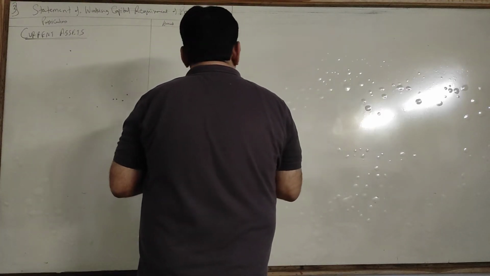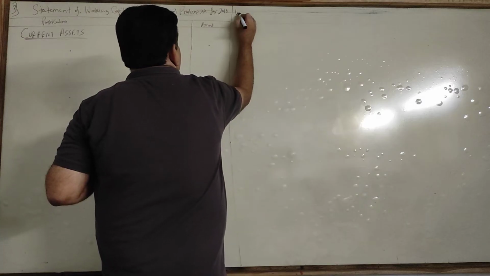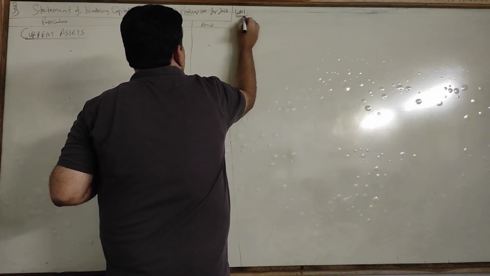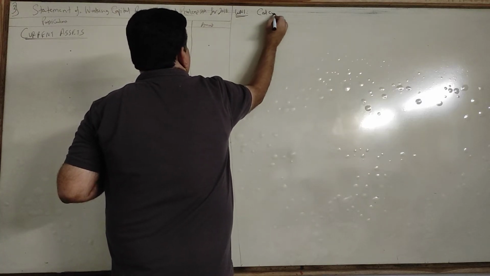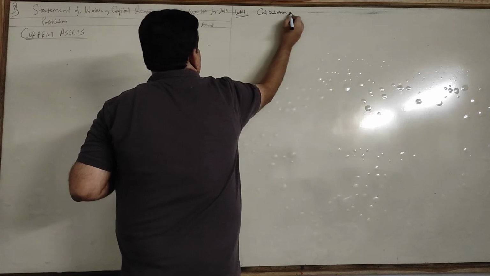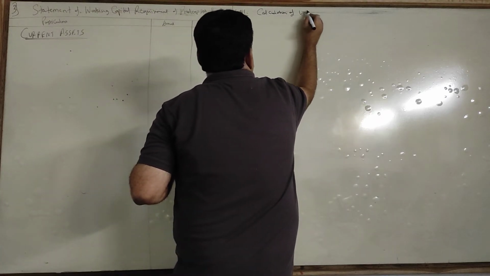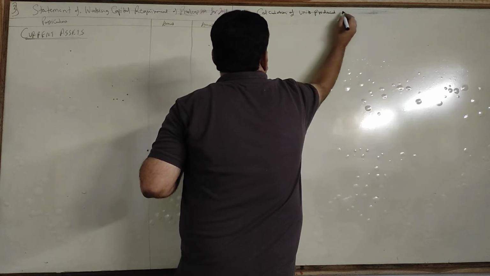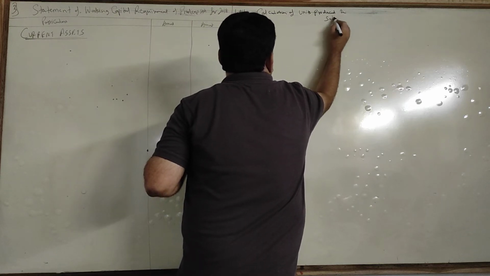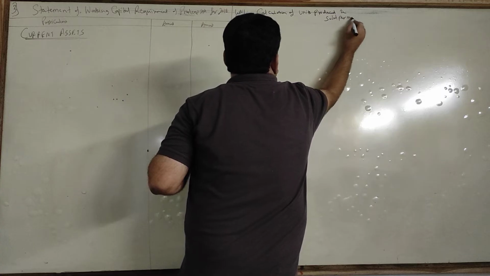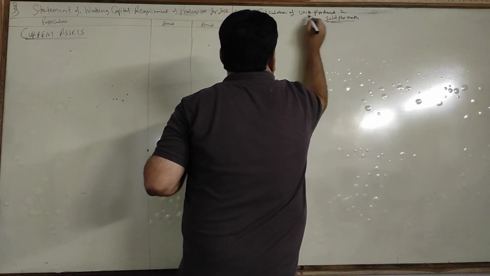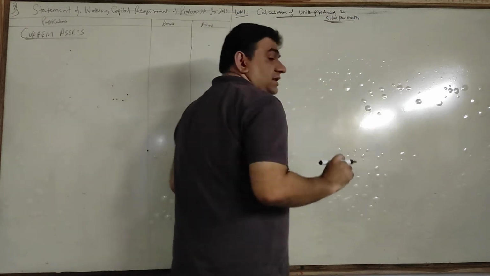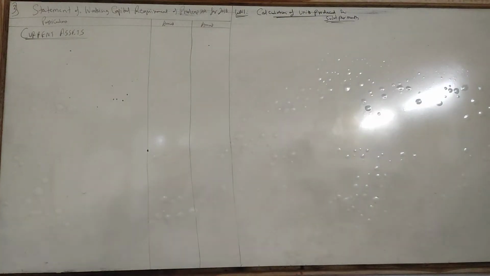So you all can come to the next page. Working note 1. Calculation of units produced and sold per month.